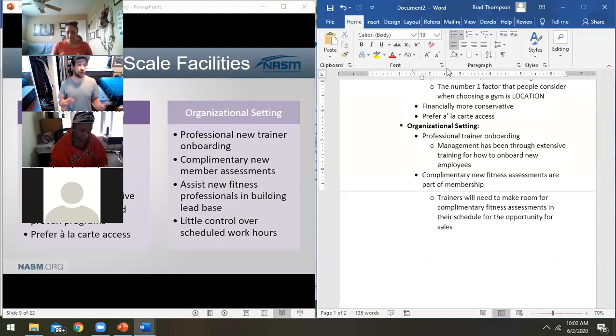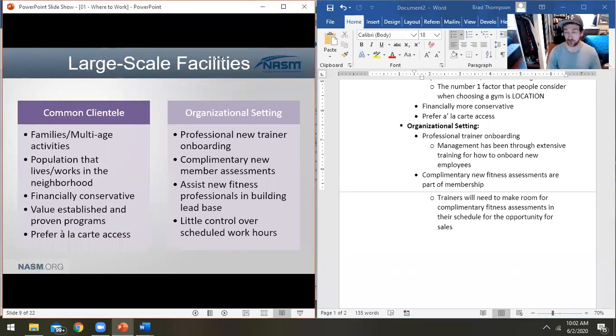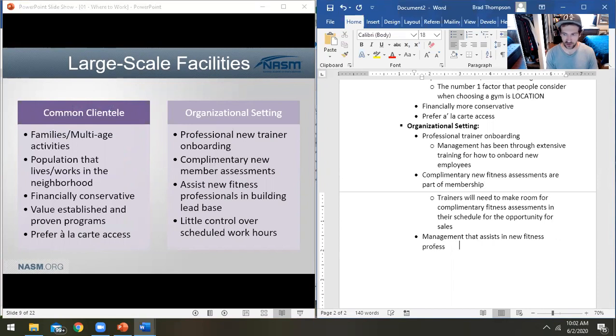So your fitness assessment is where you really get to show your first little bit of value. A lot of times you actually have to bite the bullet and work for an hour that you're not getting paid for, for the opportunity to maybe sell somebody on a new session. But at the same time, those free fitness sessions are offered by almost all commercial gyms. You're also a lot of times going to get some assistance. You'll have management that assists new fitness professionals in building a lead base.